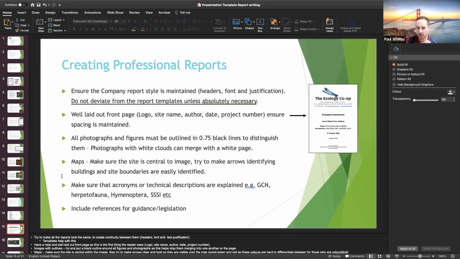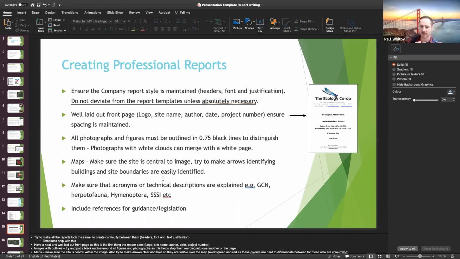I like all of our photographs and figures to have an outline. You'll find that particularly photographs where, say, you've got white clouds at the top of the picture, it just bleeds into the white background of the page, and they're just not well defined. So make sure that there's a 0.75 black line around the boundary of photographs. That certainly is true for our templates. It might be separate for your companies, of course.